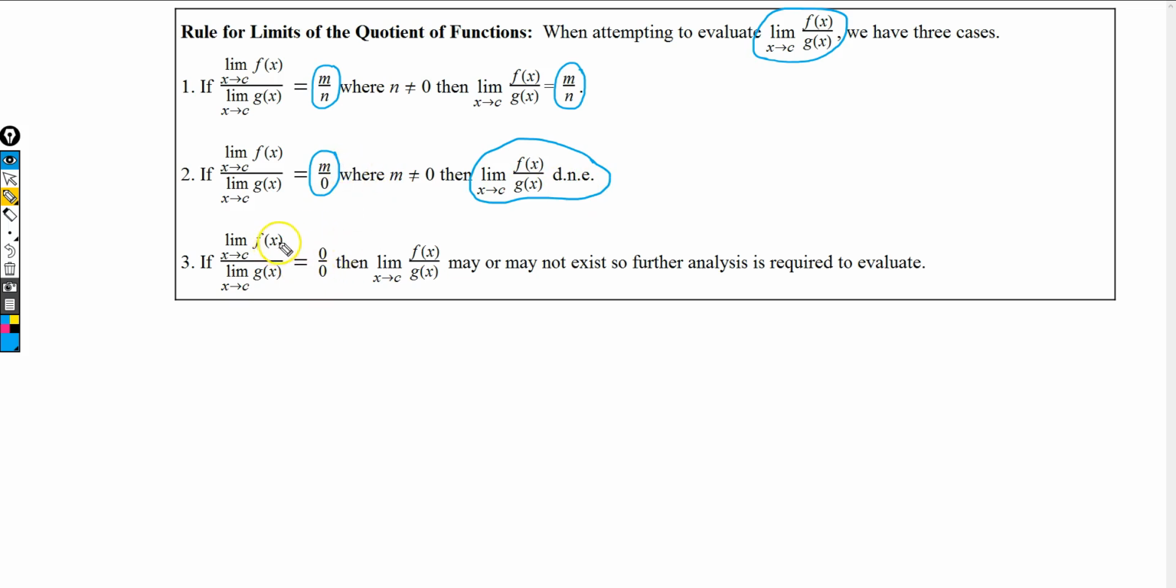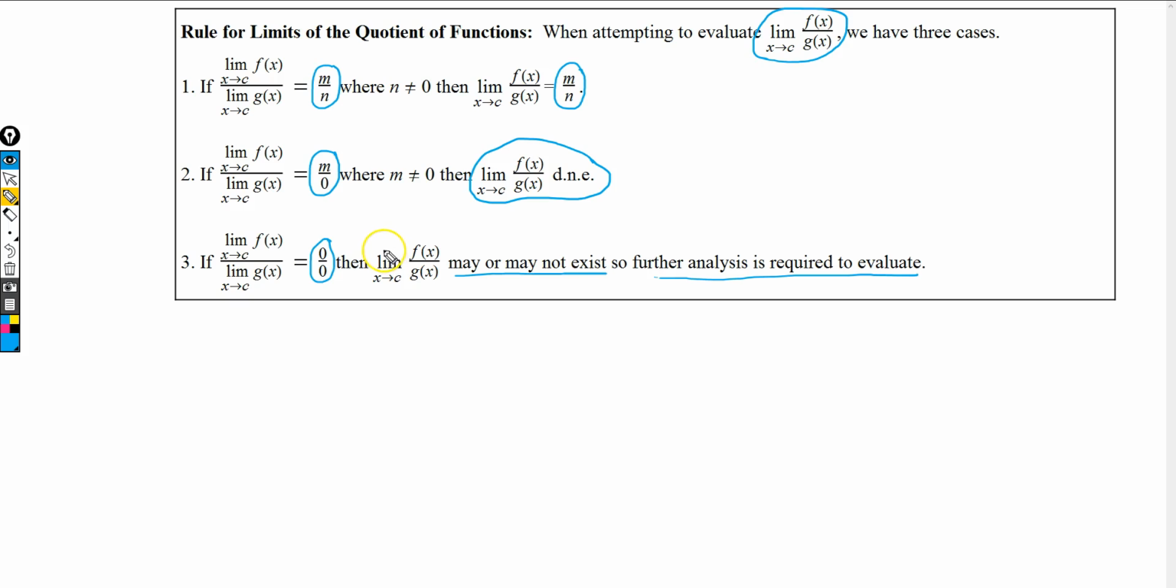On the other hand, if you take the limit of the numerator over the denominator and you end up with 0 divided by 0, well then the limit may or may not exist. You really don't know what it's doing. You're going to have to analyze it in more detail, and there are techniques that we will develop later on to help us out in that.